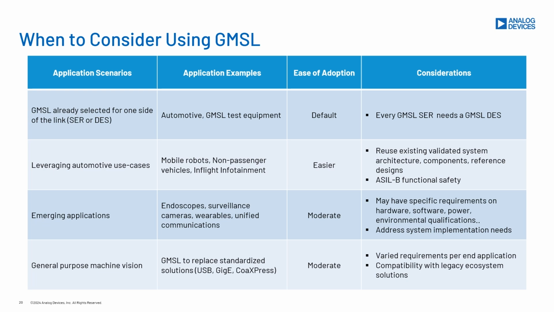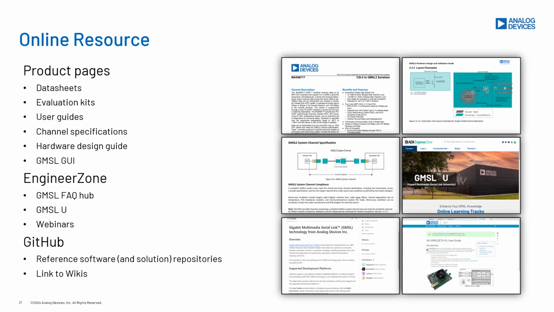For applications like this, compatibility with other legacy solutions is a key, and this has to be enabled by the machine vision providers. Now we have learned GMSL products, history, and targeted applications. How do we get started?